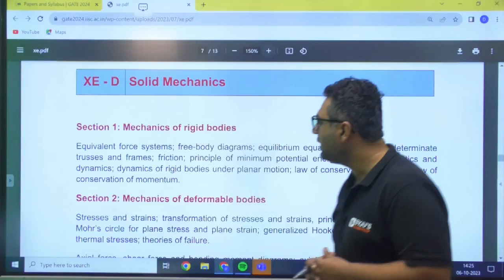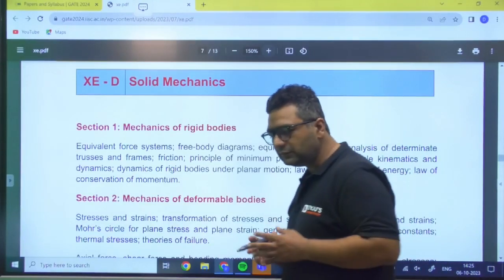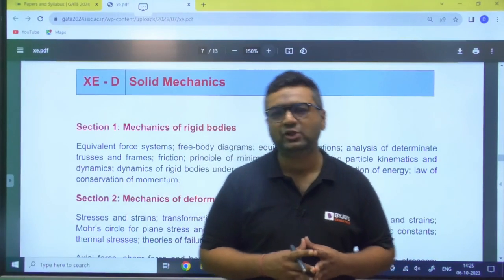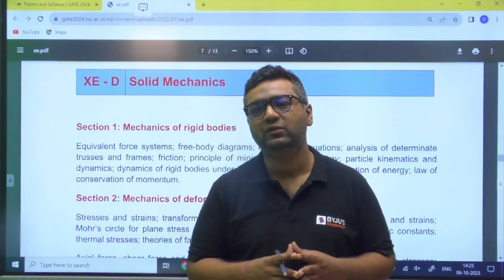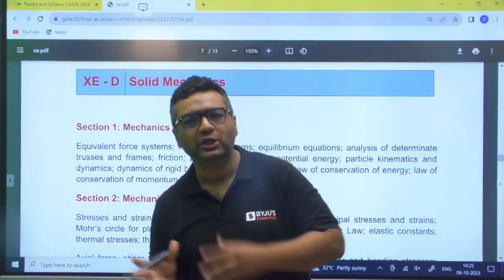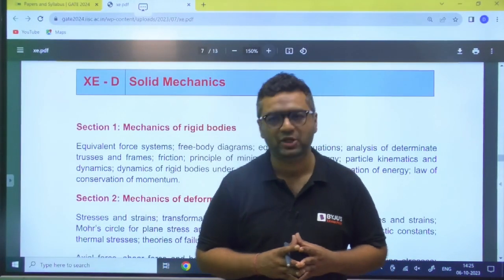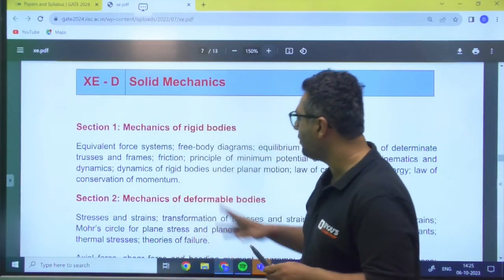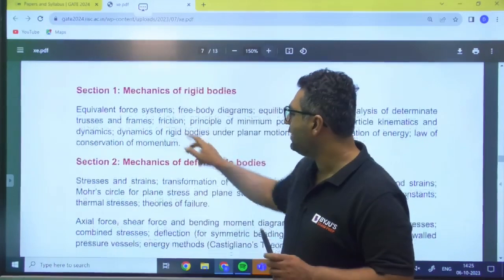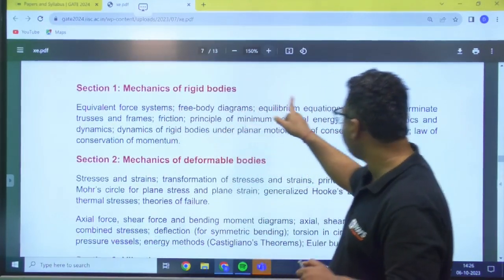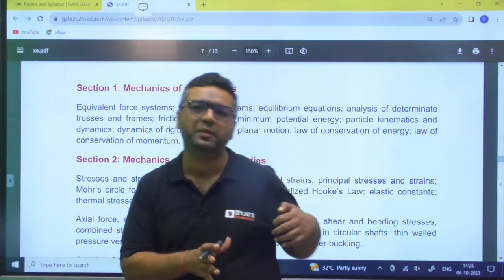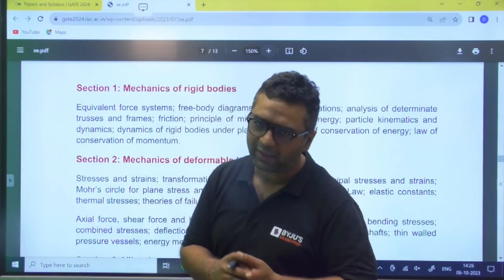So my dear, if you see this solid mechanics, some students have the misconception that only strength of material is there, but actually solid mechanics has three subjects. One is engineering mechanics, second is strength of material, third is vibrations. When we talk about the engineering mechanics part, that is mechanics of rigid bodies. If you see this syllabus, equivalent force system, free body diagram, equilibrium equation, this is the same as what you study as the forces and equilibrium chapter, the first chapter of your engineering mechanics.